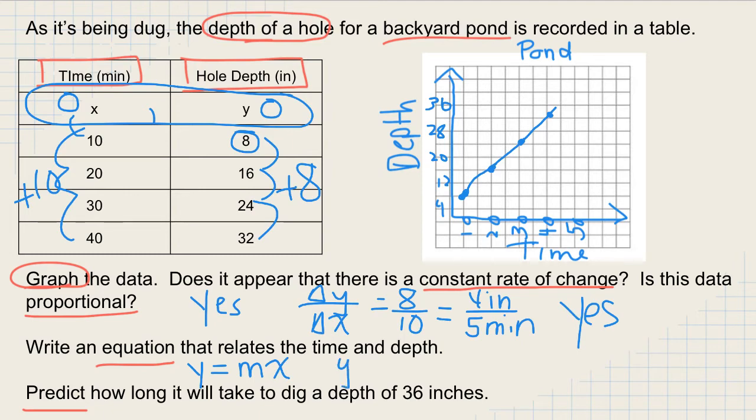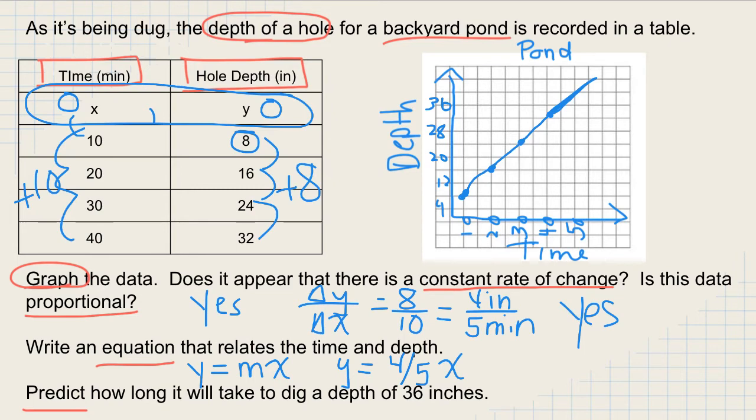And so it looks like I'm going to take y equals 4/5 times x. Now on this last one, my prediction, I could do it a couple ways again. I could extend my line if I had a straight edge and I was being more careful than I'm able to be on the iPad. I could get a good idea of how long it's going to take to dig to a depth of 36 inches. Or y is 4/5 of x.